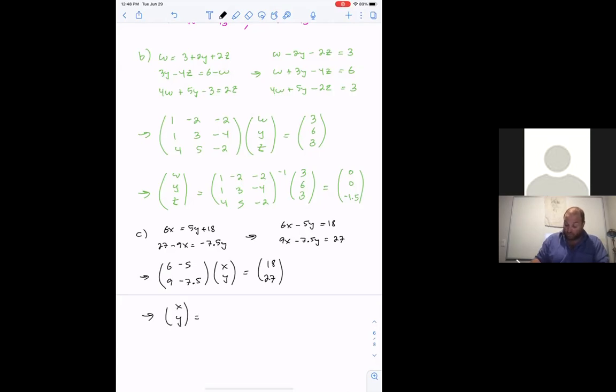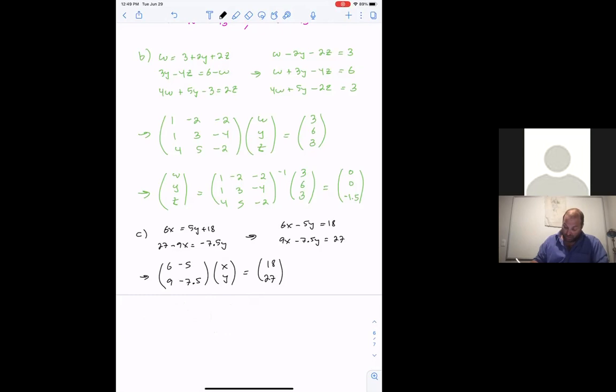Well, if we multiply by the inverse on the left, those switch places, those negate. We divide by 6 times negative 7.5 minus negative 45. Uh-oh, we divide by 0. In other words, this inverse does not exist. Well, if the inverse does not exist, then we have a problem. If your inverse does not exist, then you cannot solve it by multiplying by the inverse. Even though you can write it as a matrix equation, you cannot solve it that way.